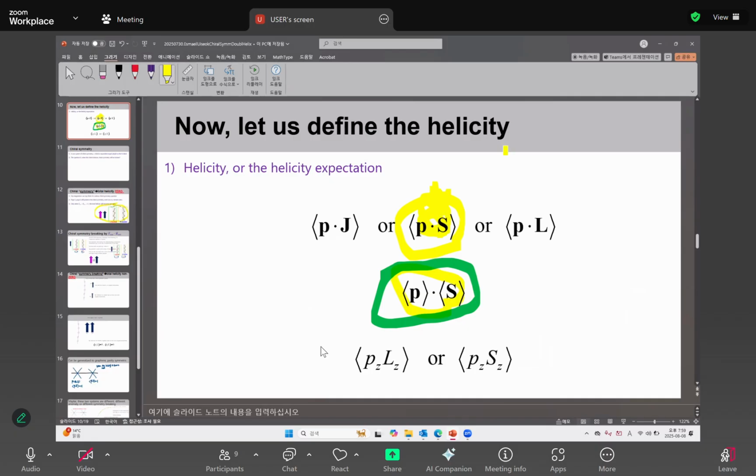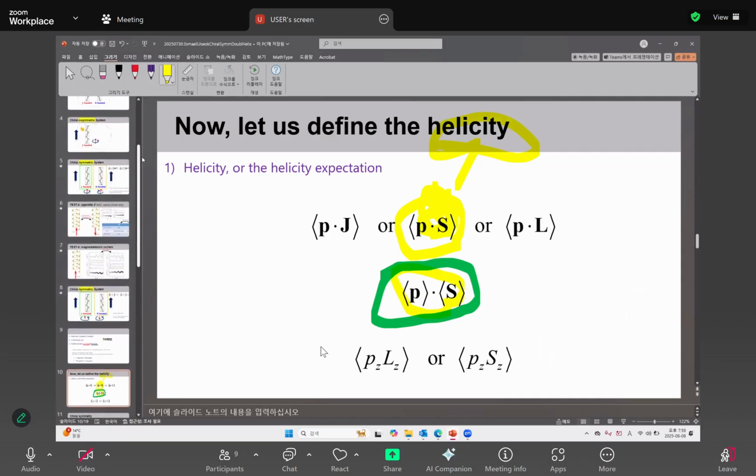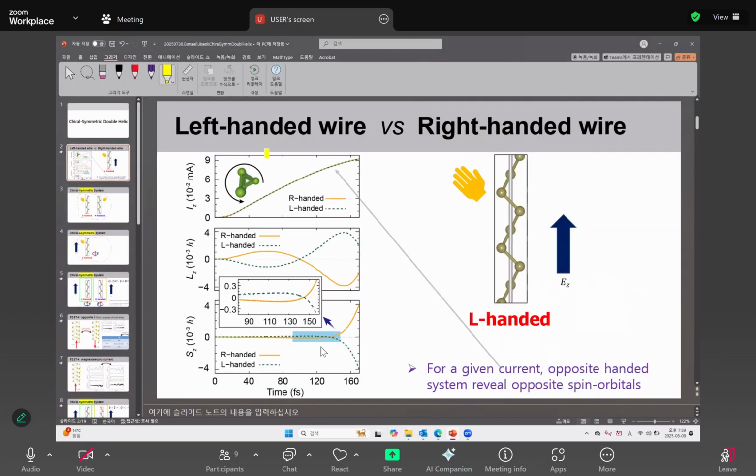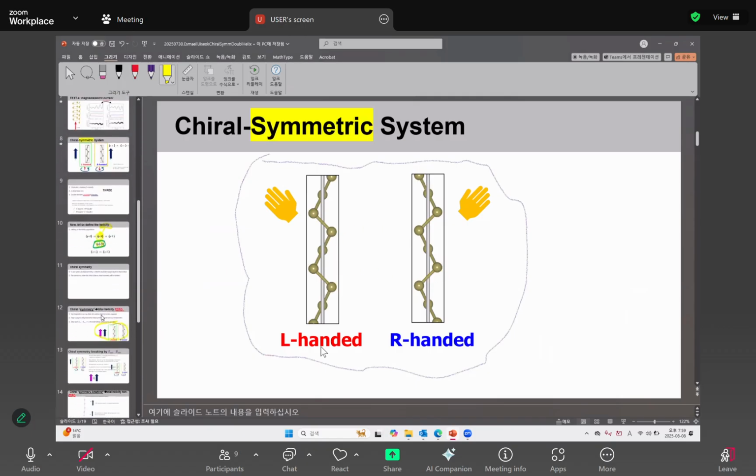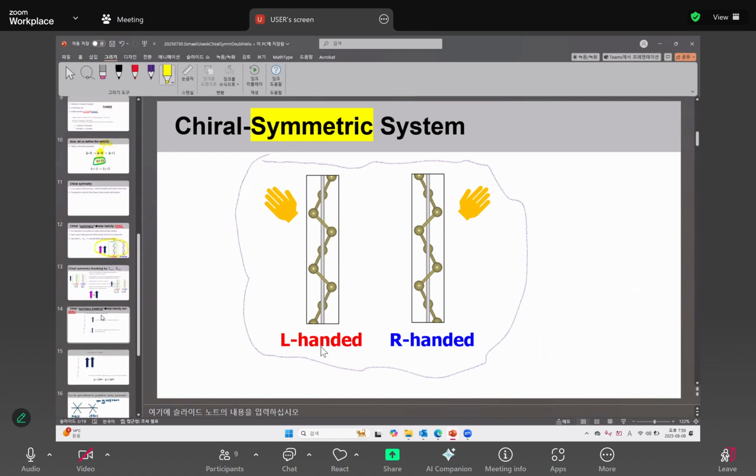So again, we will define the helicity as a new operator, and we will calculate the helicity of this chiral asymmetric system. And we also calculate the helicity of this chiral symmetric system. And let's observe, as in quantum field theory, the anomalous breaking of the chiral symmetry by E dot B.